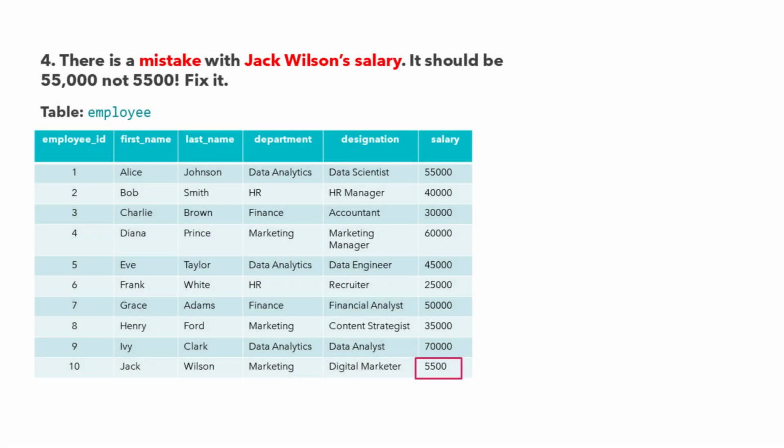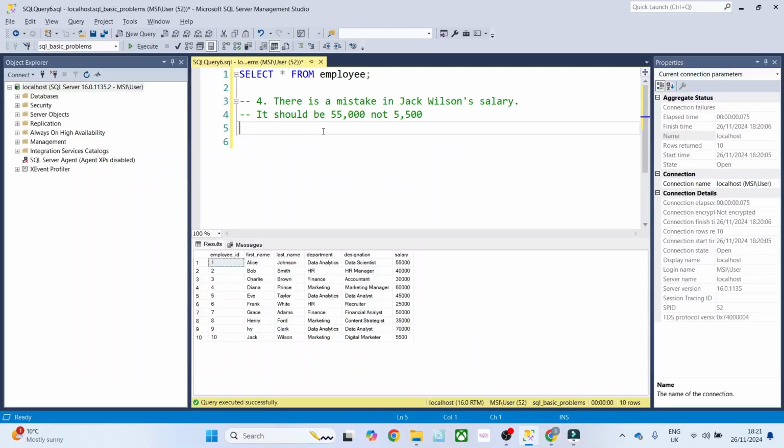4. There is a mistake with Jack Wilson's salary. It should be 55,000, not 5,500. We will use the update keyword in SQL. This is a DML or data manipulation language command, as it modifies the data in the table. After writing the update, we mention the table name. In this case, it is employee. Then we use the set keyword, which requires the column to be updated. In this case, it will be the salary column.